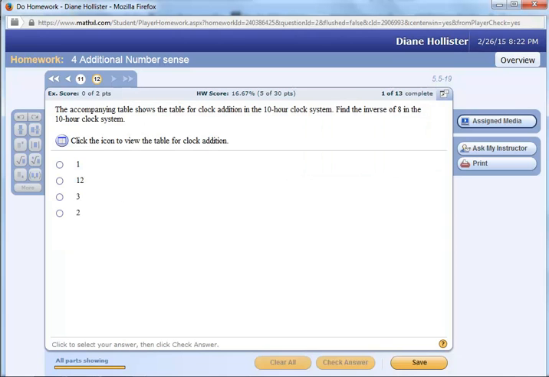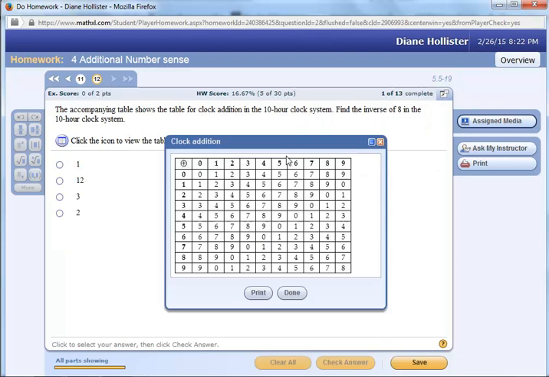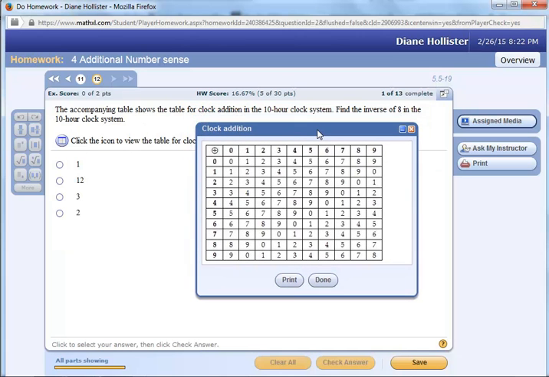Find the inverse of 8 in a 10-hour clock system. So let's take a look at the 10-hour clock. Now remember, the inverse is what do I need to add to the number to get 0? Now in real numbers, the inverse of 8 is -8. But on the clock, it's asking us what do I need to do to get back to the 0 marker. So if I'm on 8 o'clock, what do I need to add to get back to 0? And the answer is 2.